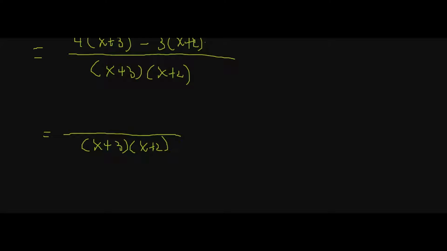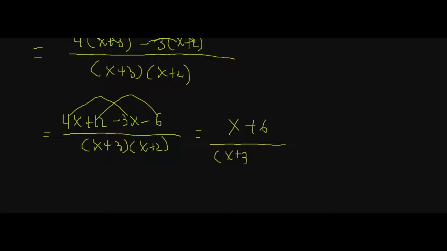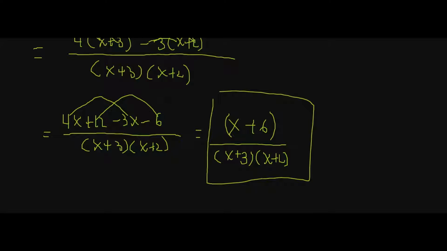All right, so if we do this, 4 times x is 4x plus 4 times 3, which is 12. Then we're going to get negative 3 times x, so we're going to get minus 3x, and negative 3 times 2, which is minus 6. And we're going to get 4x minus 3x, which is just x, and 12 minus 6 is going to give me positive 6, all divided by x plus 3 times x plus 2. Well, if you look over here, none of these are going to cancel out because they're not the same terms, so we're done with this problem, and there's nothing for us to do.